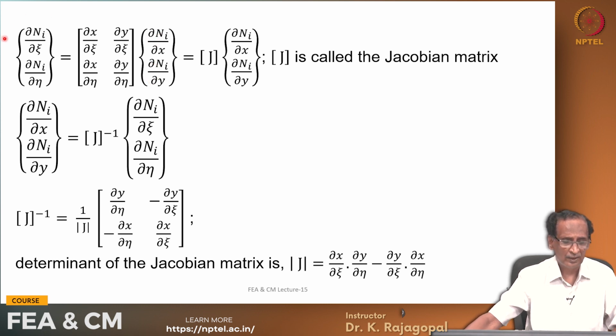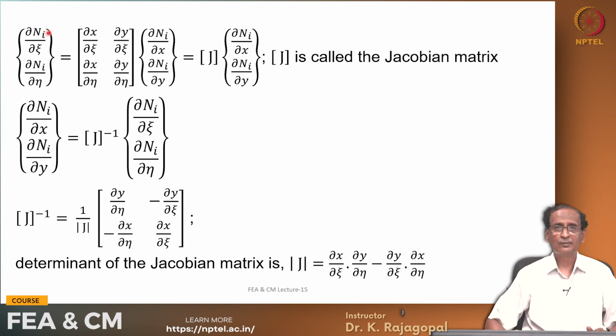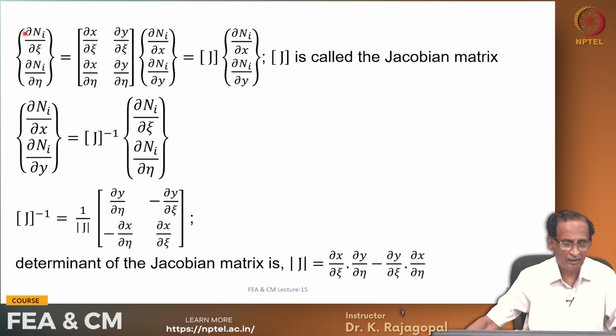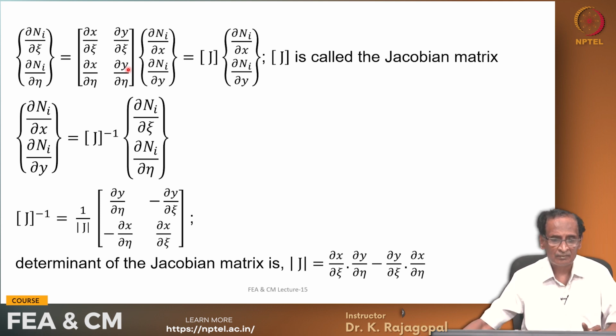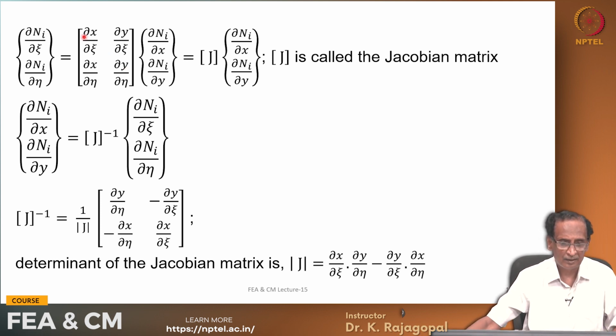And here we know the left hand side, because our shape functions are written in terms of xi and eta, so we can determine these. Then this bracket is a very important quantity that we evaluate. This is called a Jacobian matrix, consisting of the derivatives of x and y with respect to xi and eta. So by inverting this matrix, we can get dou N by dou x and dou N by dou y.